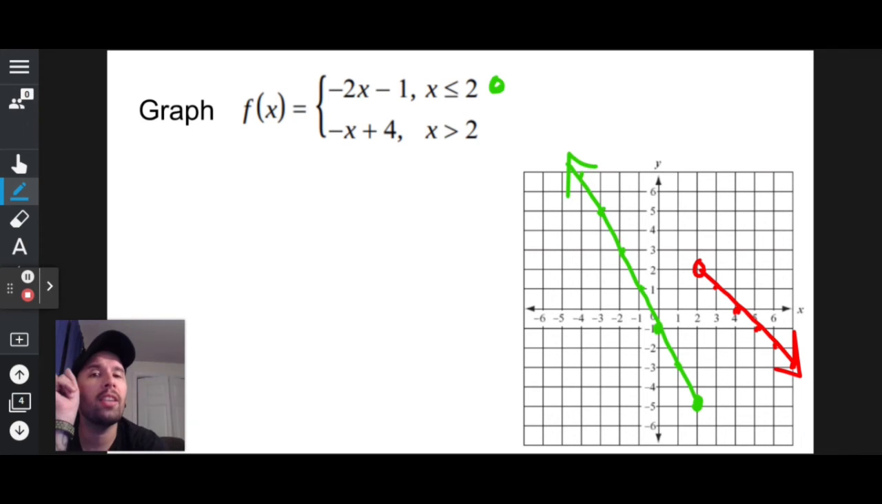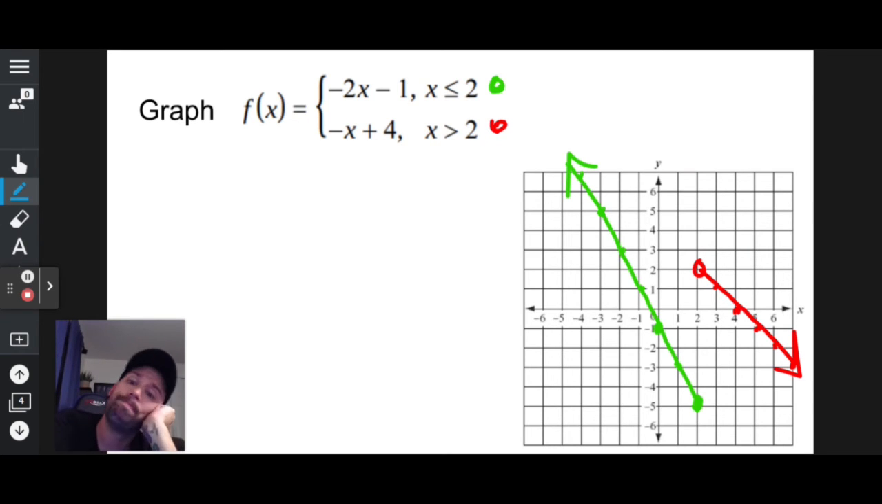What this guy is saying is I'm going to graph this equation but only care about this stuff less than or equal to 2. So this green equation looks like that, and I don't care about any of the stuff to the right of 2. What this guy is saying is you're going to graph negative x plus 4 but only care about the stuff greater than 2. So even though I drew that whole red line, I erased all of that stuff. This is a function because it passes the vertical line test. And this is a piecewise function.